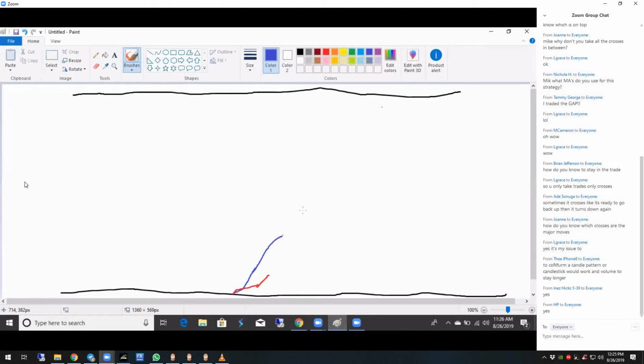Can I still stay in the trade? Yes, I can. How do I know that? My red line hasn't caught up with my blue line yet. It means the trade I'm in still has ways to go up. Can I still stay in the trade? Yes, I can. My red line hasn't caught up with my blue line yet. It still has ways to go up. It's still running.